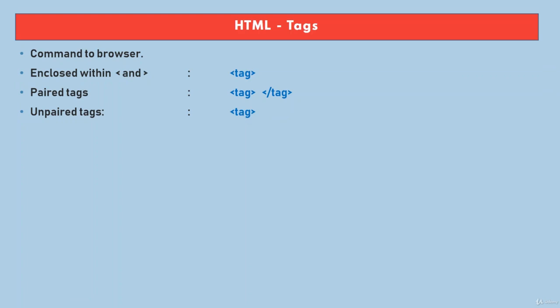For example, you want to specify the paragraph starting point and ending point. You want to define the starting and ending. So you should go for the paired tag. But if you want to go for an image, for the image there is no starting and ending. Directly you want to enter the image. In that case, we have to go for an unpaired tag.